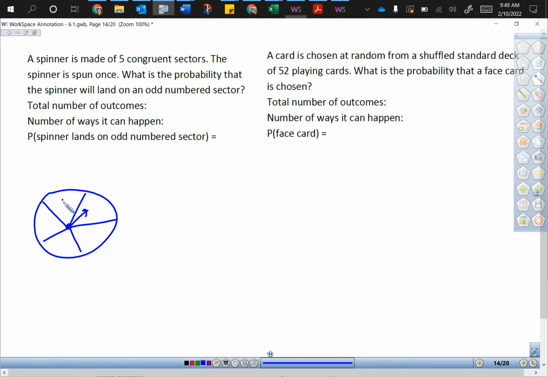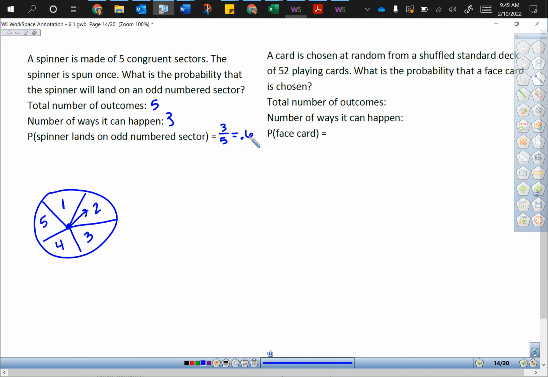So we're going to have sector 1, 2, 3, 4, and 5. What are the total number of outcomes for this spinner? 5. We can land in one of these 5 sections. The number of ways that we want it to happen: we want it to land in an odd numbered sector. So how many odd numbered sectors do we have? 3. So the probability that a spinner lands on an odd numbered sector is 3 out of 5, which we know is 0.6.